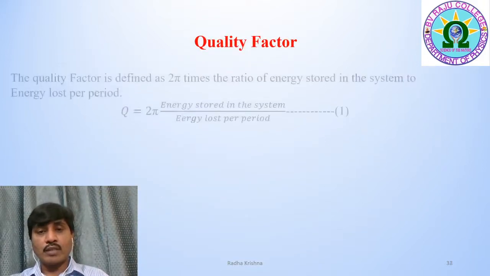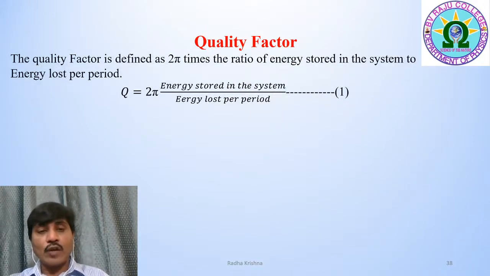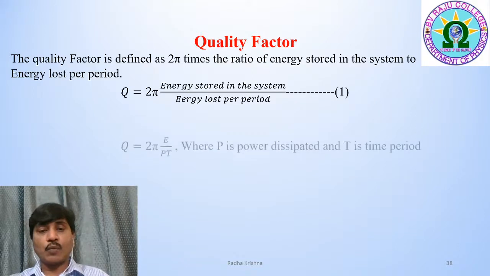Now, the last topic is the quality factor. The quality factor is defined as 2π times the ratio of energy stored in the system to the energy lost per period. The quality factor represents the decay of energy or amplitude of the damped harmonic oscillator with time. If Q is large, the oscillator retains its energy for much more time.